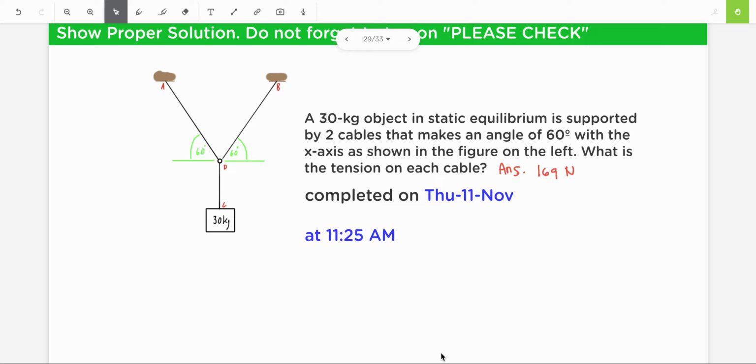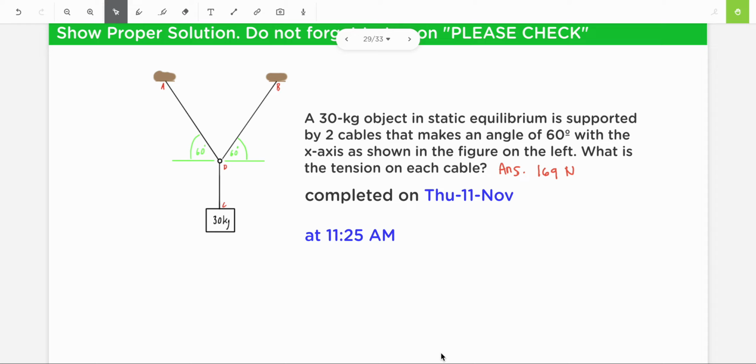I'm going to talk about static equilibrium and how to solve questions like what we have now. In this question, it says that we have an object with a 30 kilogram mass in static equilibrium, supported by two cables that make an angle of 60 degrees with the x-axis as shown in the figure on the left. What is the tension on each cable? So we need to find A and B.